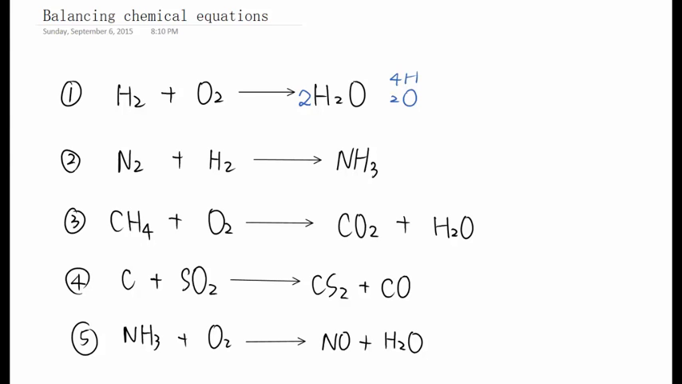In this video, I'm going to talk to you about how to balance chemical equations. Before I get started, what is a chemical equation? A chemical equation is a representation of what happens to the reactants and products during a chemical change. Let's take the first one as an example. H2 and O2 are called the reactants, and the H2O, which is known as water, is called the product.